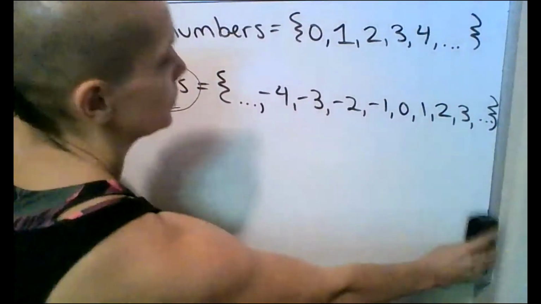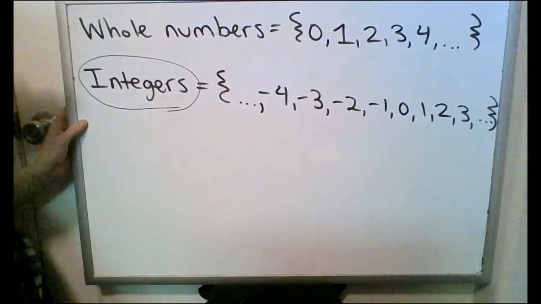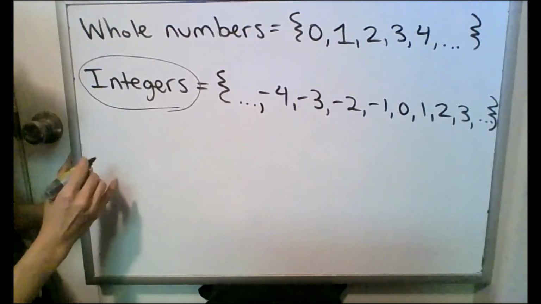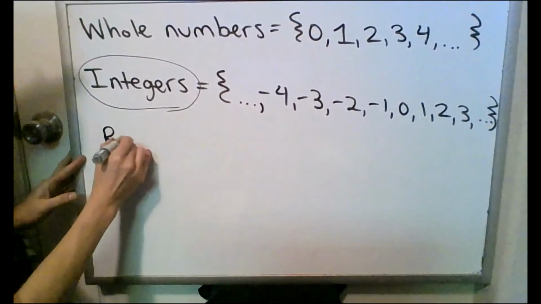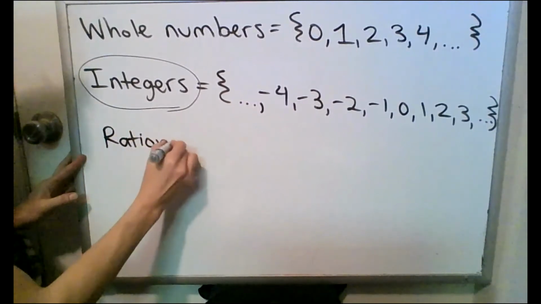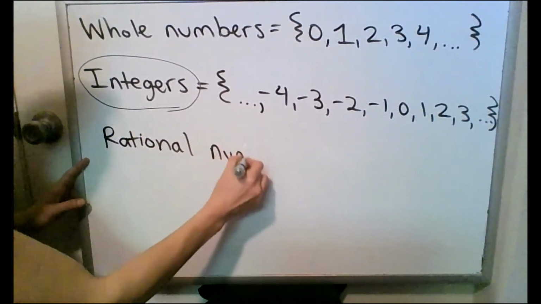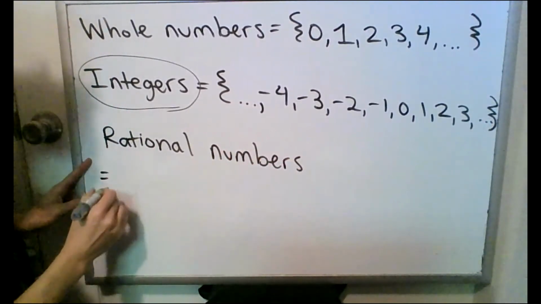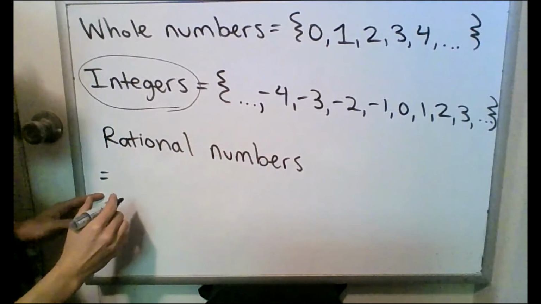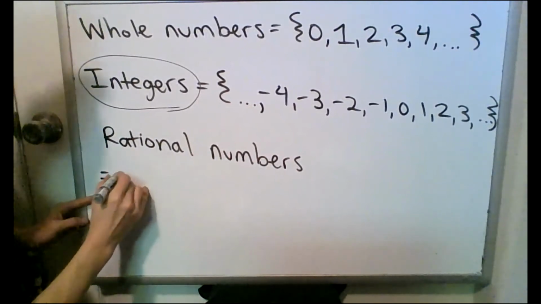So it's natural numbers, whole numbers, integers, and then you have the set of rational numbers, kind of expanding our set each time. And we're going to say that this is the set of numbers that can be written as fractions.